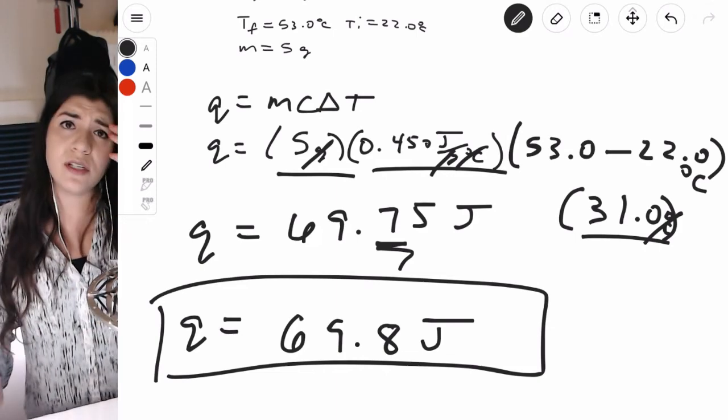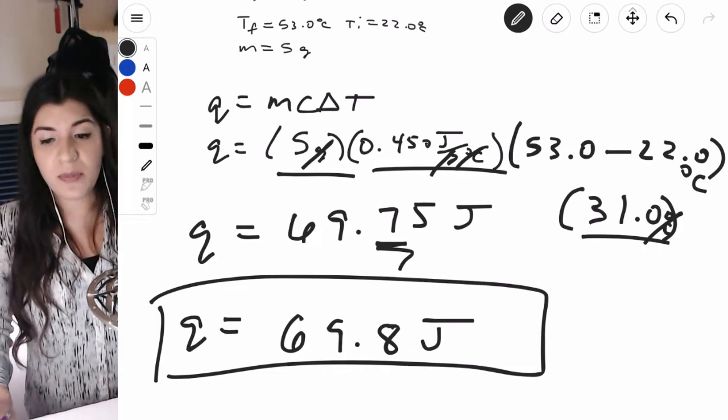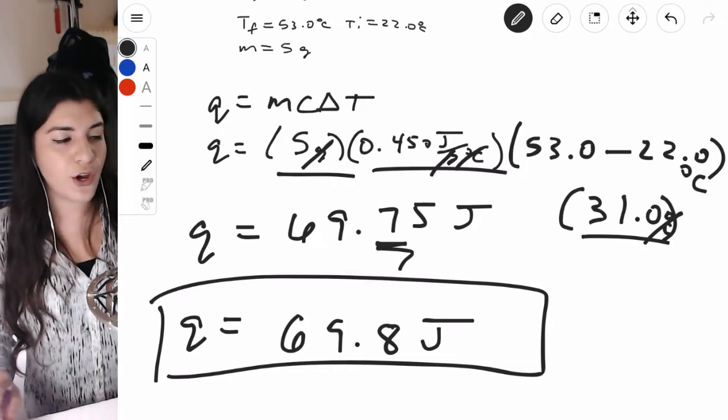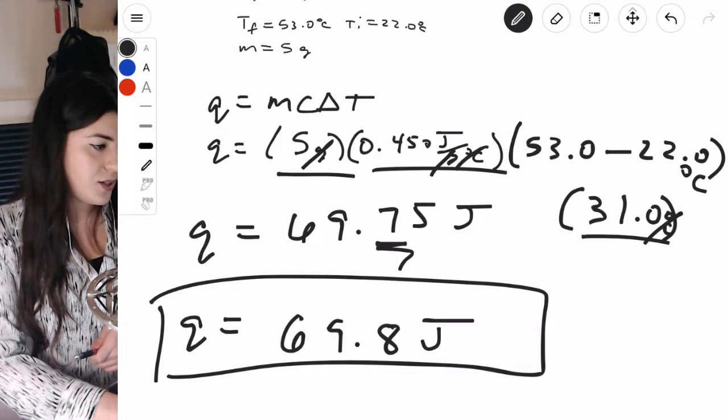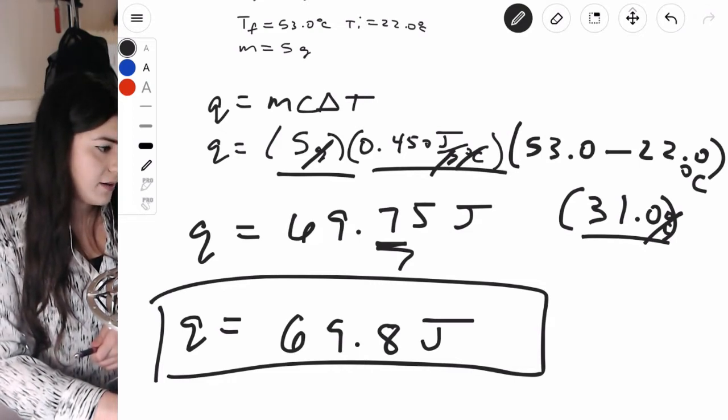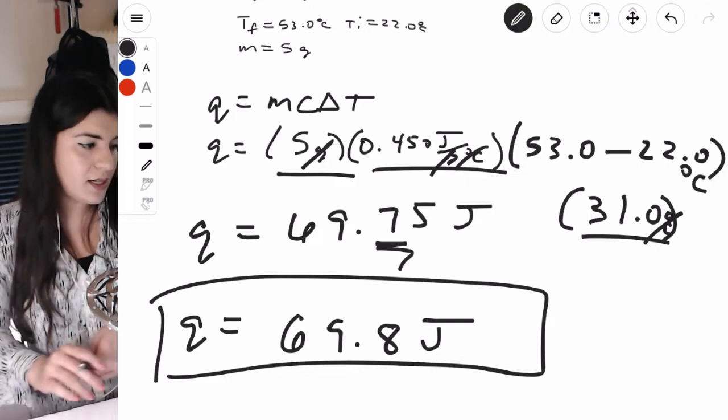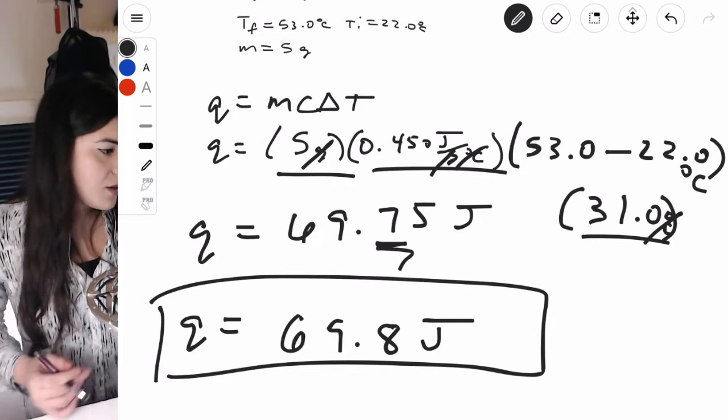Okay, so that's a basic calorimetry question. Let me know. I'm going to keep answering other people, but definitely let me know if there are more questions, and I'll get to them as well. Okay, let's see, the next person.